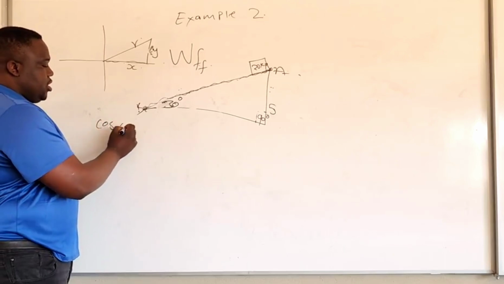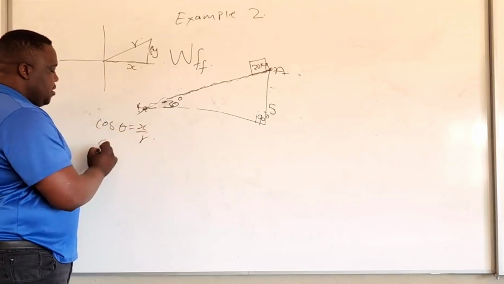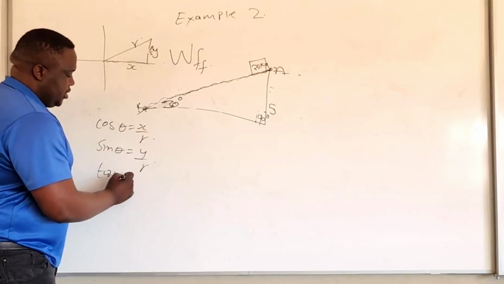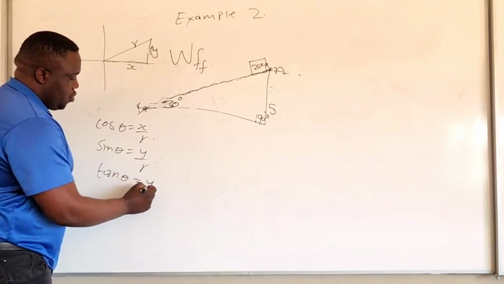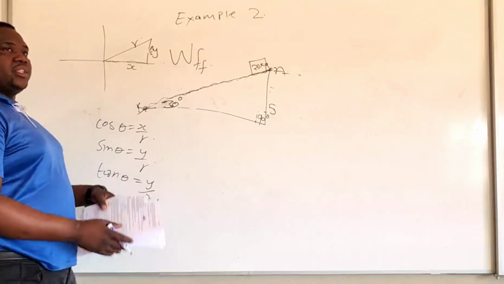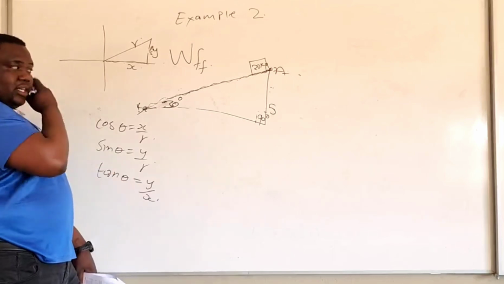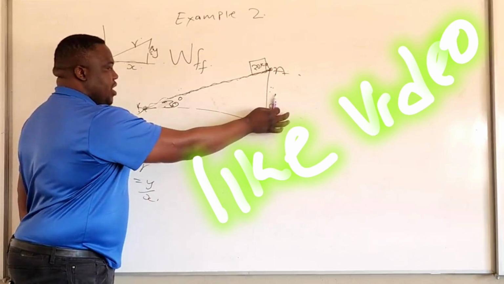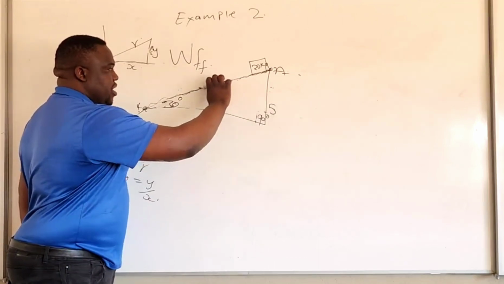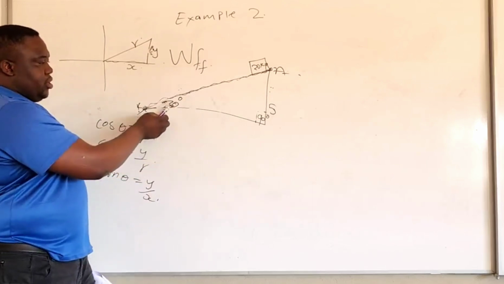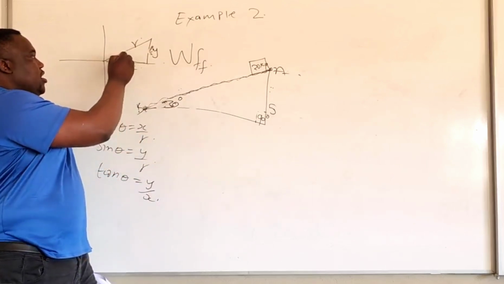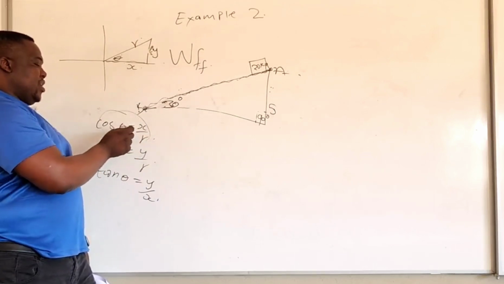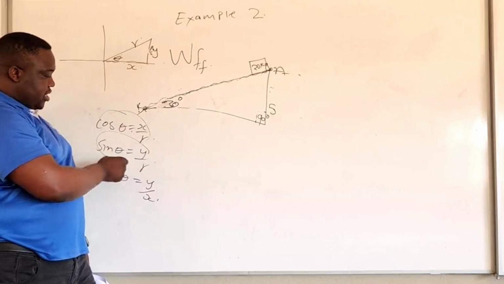We know that cos theta is equal to x over r, sine theta is equal to y over r, then tan theta is equal to y over x. So we can use these three ratios. You can see we are given y. We are only left with r. Which trig ratio? We are given the theta. Can you see this is theta? Which one has y and r here? This one, sine has y and r.